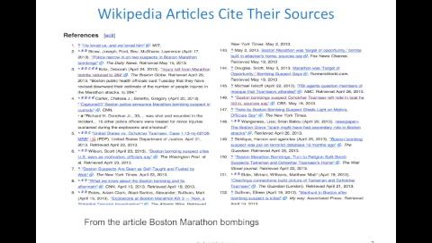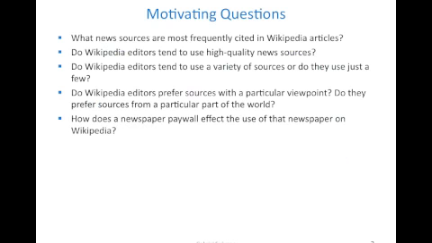So to give a little background of what I'm talking about here, Wikipedia articles are required to cite the source of the information that they present. So in this case, I'm showing a screenshot for the article on the recent Boston Marathon bombing, and you can see that this article cites several hundred sources, and these sources include newspapers. You can see that the Boston Globe is cited several times, as well as the websites of news channels on TV like CNN and Fox News.